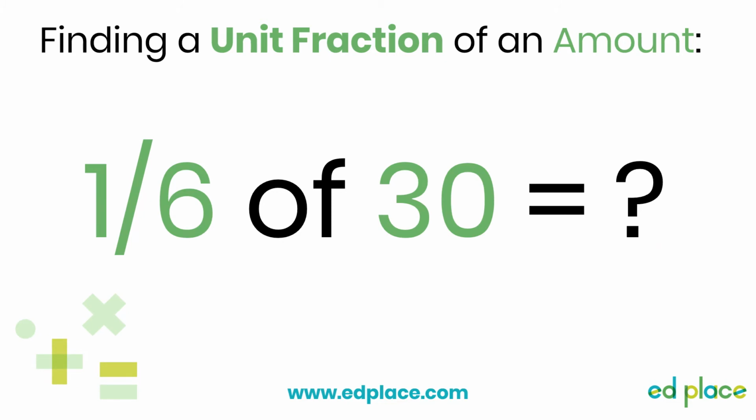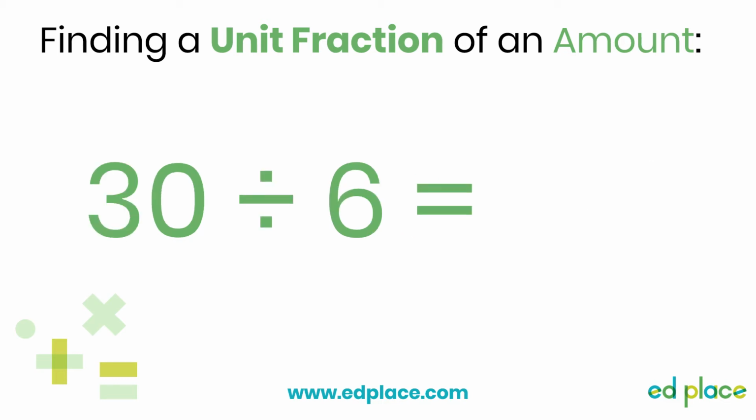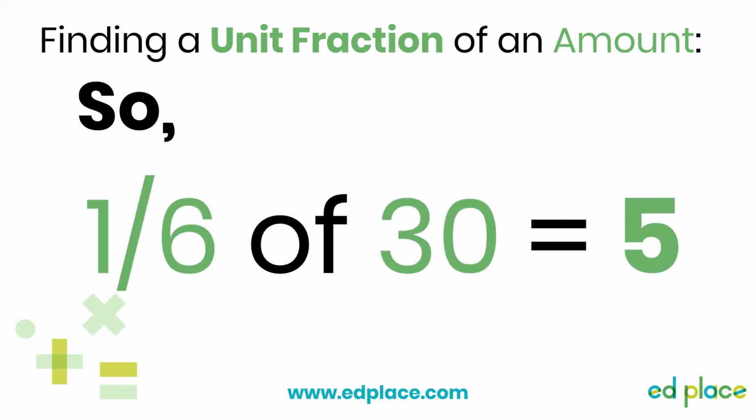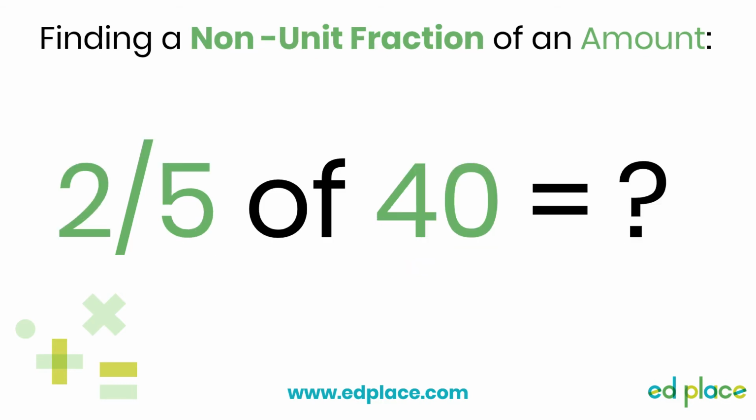Now, let's try another one. In this example, we are finding a sixth. So, that means we have to divide the whole number by 6. Let's use those times tables facts again. 6 lots of 5 is 30. So, 30 divided by 6 is 5. So, because we know that 30 divided by 6 is 5, we can say that 1/6 of 30 is 5. Now for the next step.